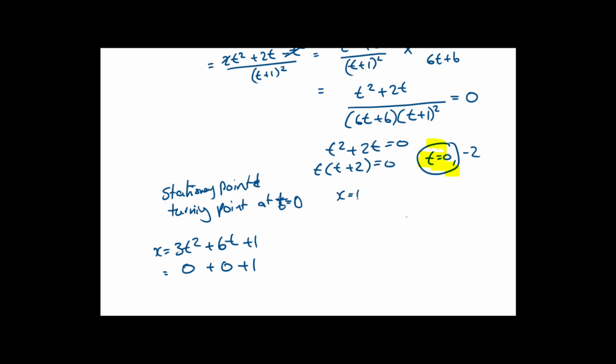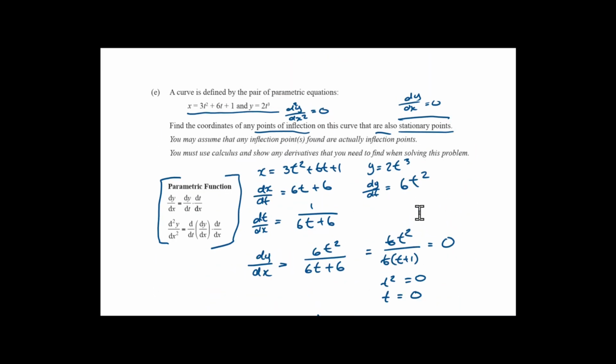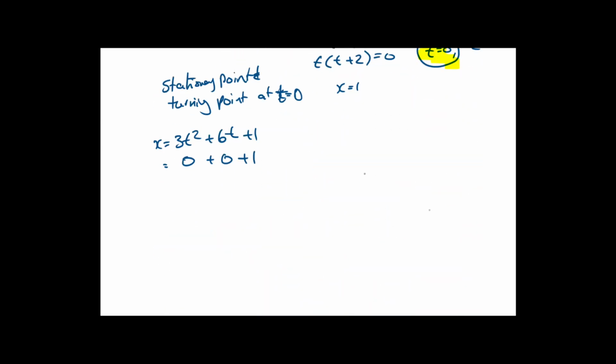So x equals 1, and y was 2t cubed, which is going to be 0 because 2 times 0 cubed is 0. So the point where the stationary point and the turning point is (1, 0).